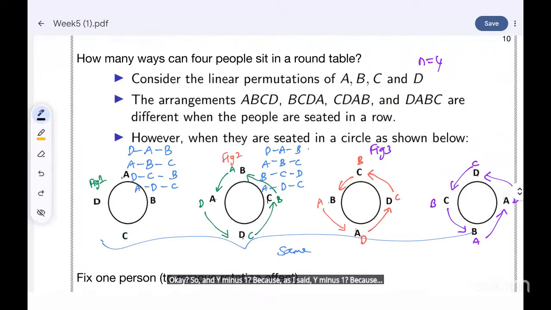Because you see that all these positions, A, B, C, D, B, C, D, A, C, D, A, B, D, A, B, C, are actually the same. You can get the other by simply rotating, right? Rotation is not allowed here. If you allow rotation, then you are getting extra.